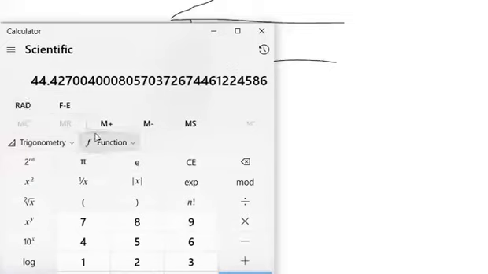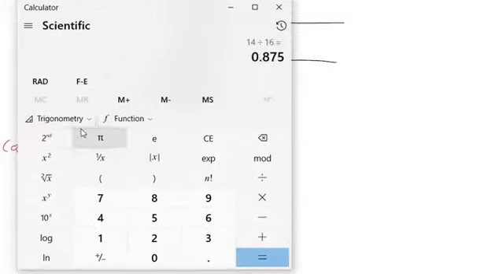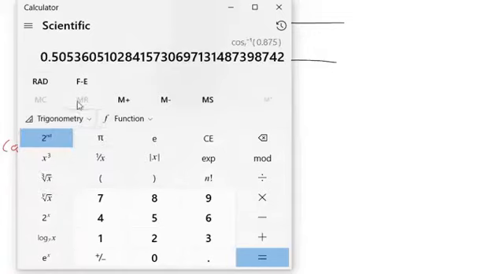I'm going to make sure my calculator's in radians because I remember seeing that in the instructions. And then on my Windows calculator, I hit second, trig. Oh wait, I hit second in here, sorry. Second, and then there's that inverse cosine symbol. So there it is in radians, 0.505.